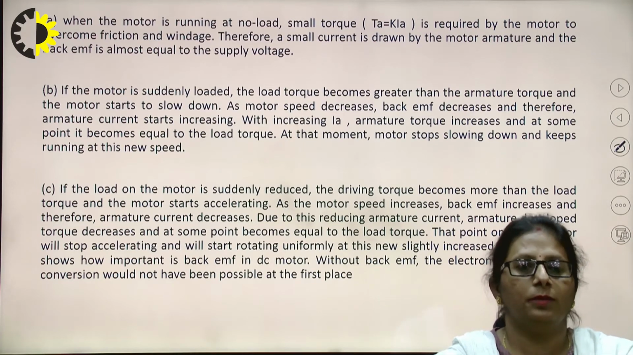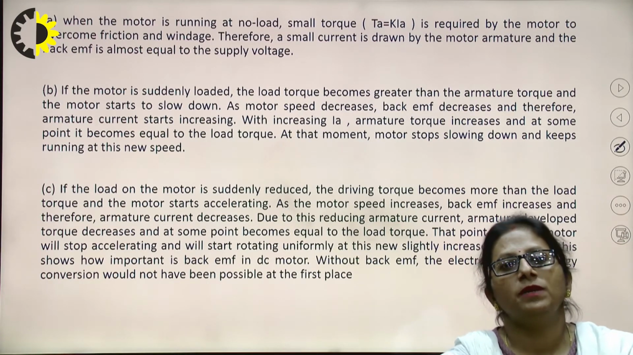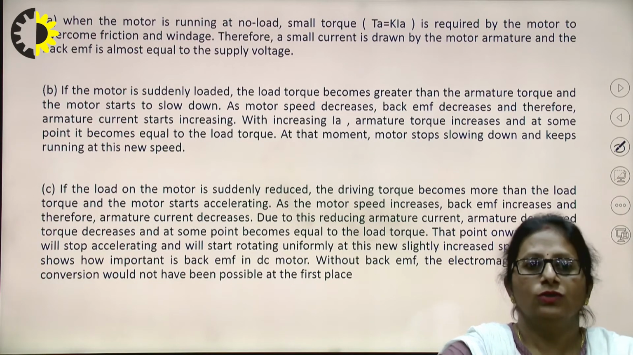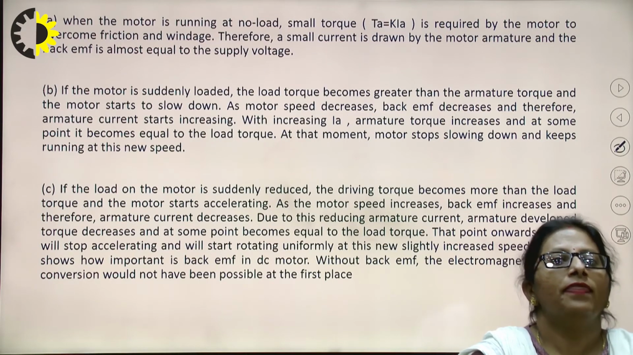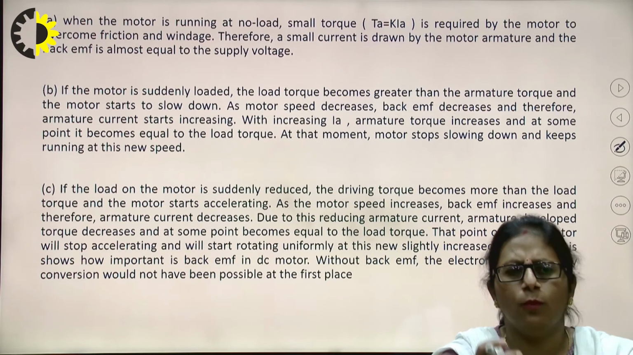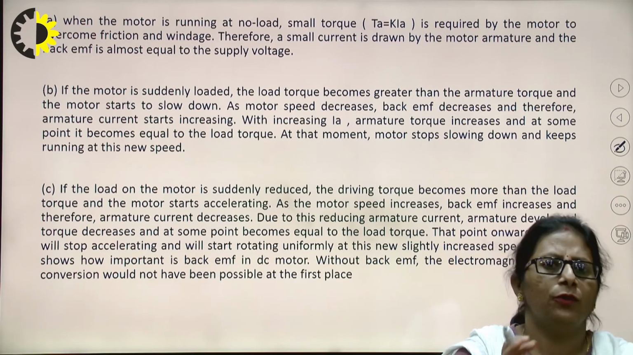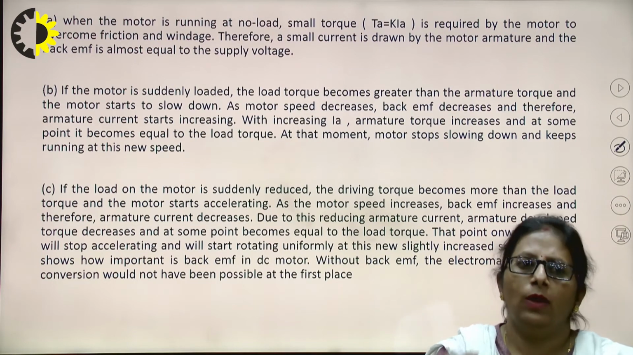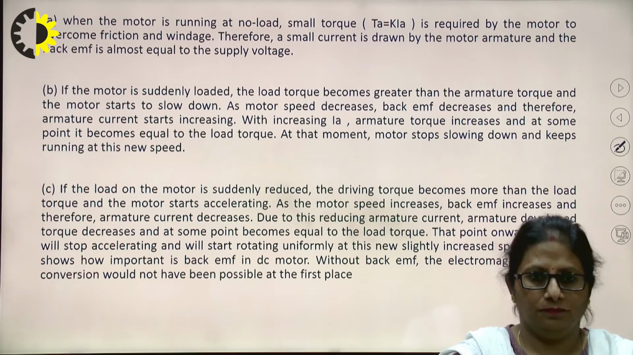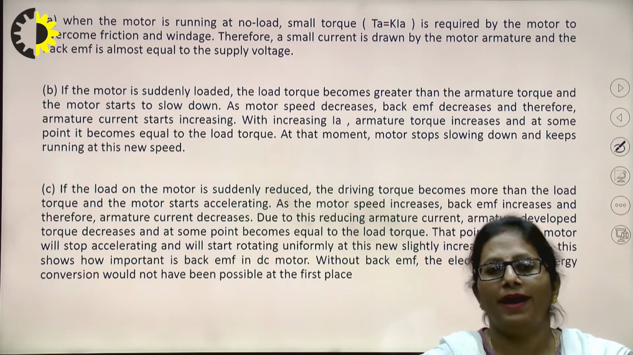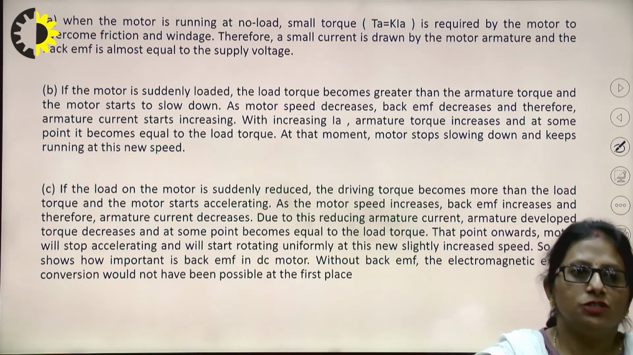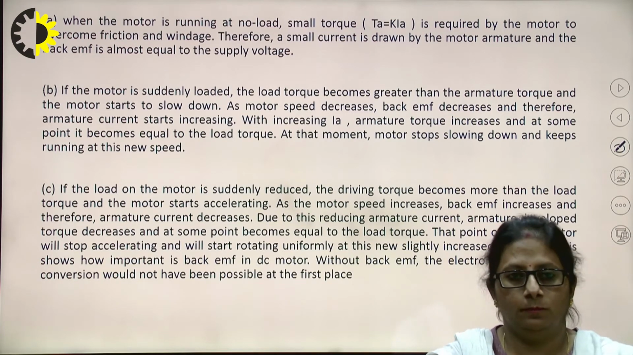No, that is being regulated by the back EMF. How? As the motor speed increases, the back EMF also increases and therefore the armature current now decreases. So, due to this reducing armature current, the armature developed torque also decreases, and at some point it becomes equal to the load torque. From this point onwards, the motor will stop accelerating and will start rotating uniformly at this new, slightly increased speed. So this shows how important the back EMF is in a DC motor. Without back EMF, the electromagnetic energy conversion will not be possible, right?